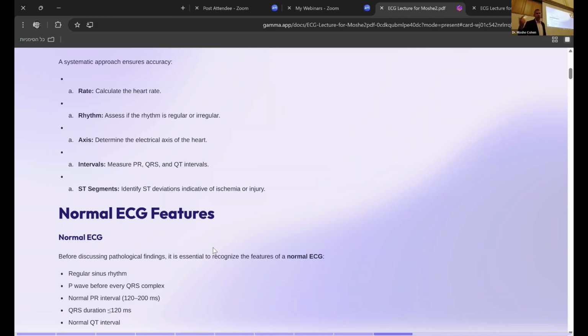So we said rate, rhythm, axis, intervals. What's the meaning of the QRS interval? It should be below, QRS, repolarization of the ventricles. Should be below.